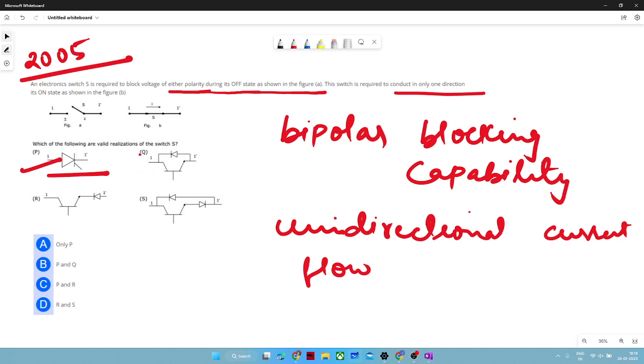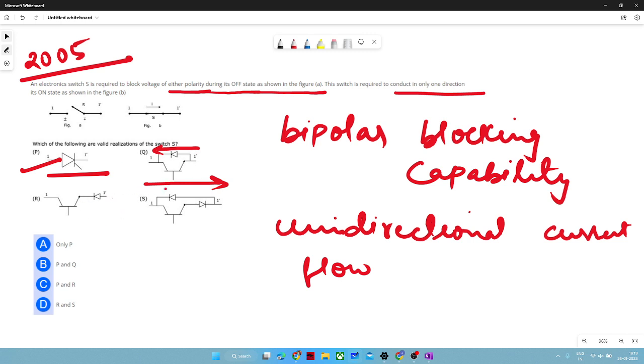We will see the second switch. It is an IGBT connected with an anti-parallel diode. This anti-parallel diode will enable this device to conduct in both directions, right? So it will be a bidirectional switch. Okay.